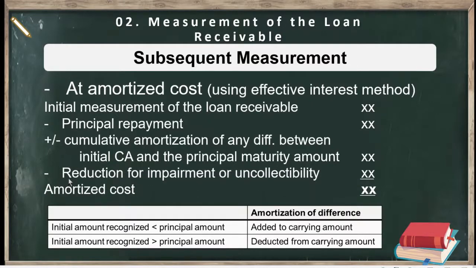Of course, the last item we need to consider is if in case there is impairment of the receivable, which will be discussed also later on in the next slide. So this is how you are going to compute the amortized cost. In the absence of impairment, these three are what we will consider.